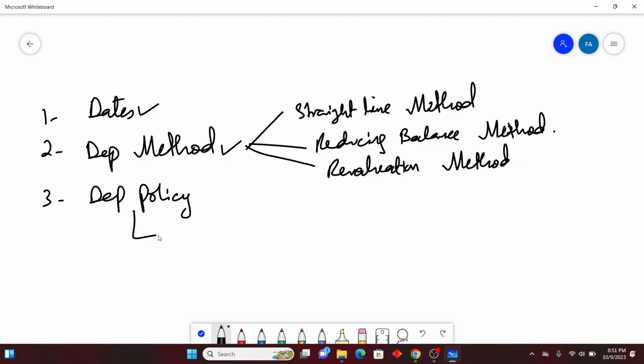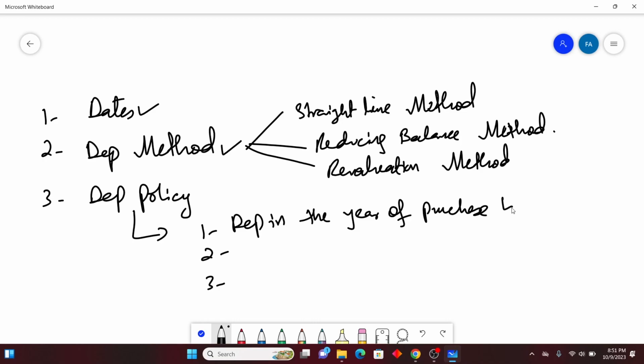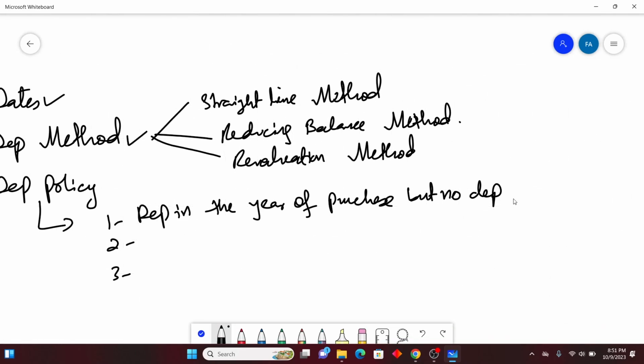Coming back to the depreciation policies, there are 3 policies. I'm giving you a quick recap. Depreciation in the year of purchase, but no depreciation in the year of sale. This is the first policy.